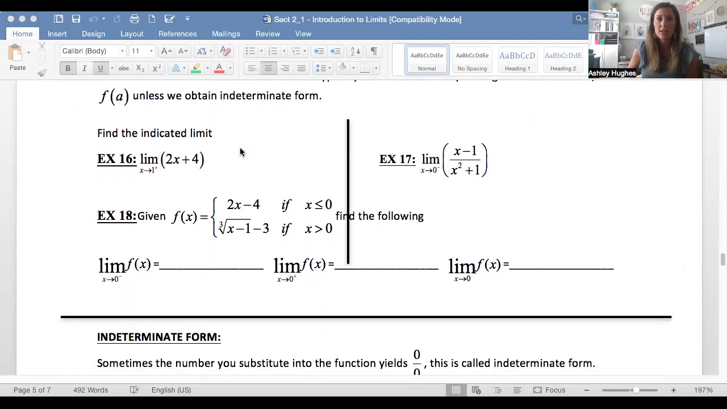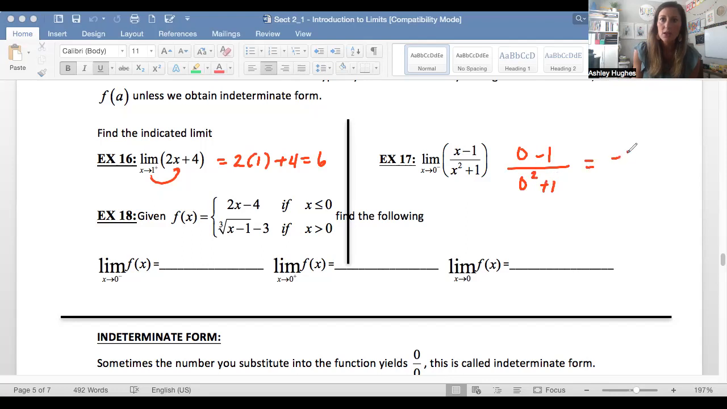Okay, so now for finding them, the limit as x goes to 1. If I just have a polynomial, you still just plug in 1. So that would be 2 times 1 plus 4, so that would be 6. 0, again, I plug in 0 and see what happens. If I get nothing strange, then that's just your answer. So -1 over 1 is -1.